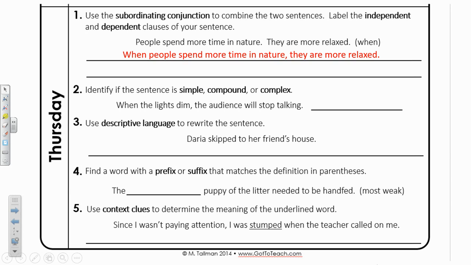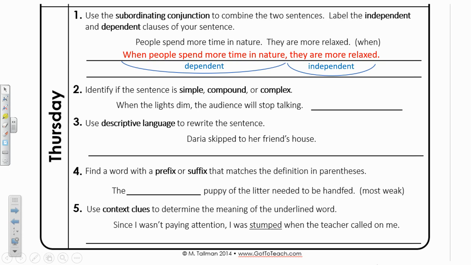Now to label the independent and dependent clauses. Remember, independent means it can stand by itself as a sentence. So if you look here, the part that says, when people spend more time in nature, that is not a complete sentence. That cannot stand alone. Therefore, this portion is dependent. However, the second part there that says, they are more relaxed, could in fact be a complete sentence if it were by itself. So therefore, this clause is our independent clause.